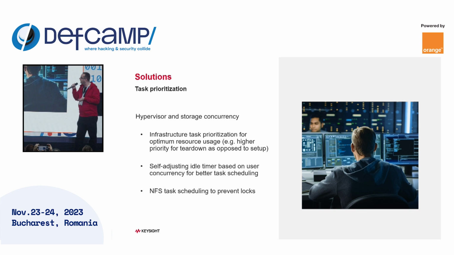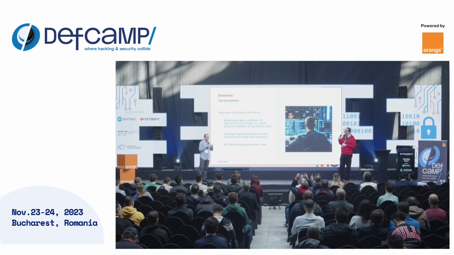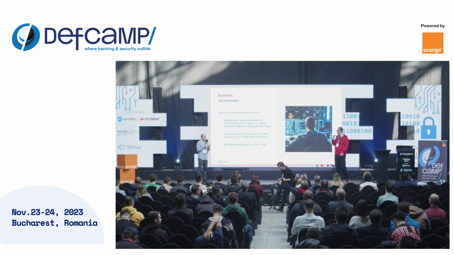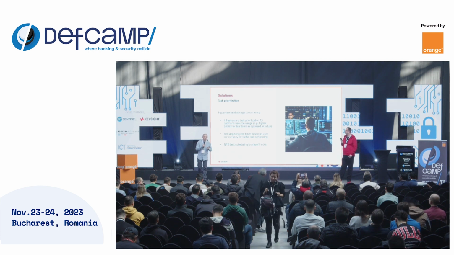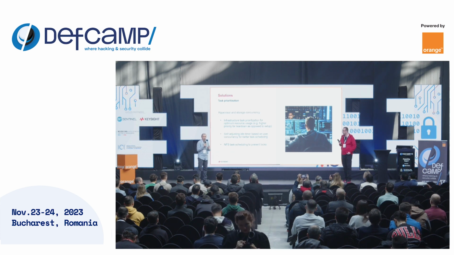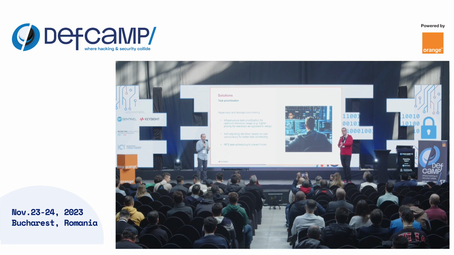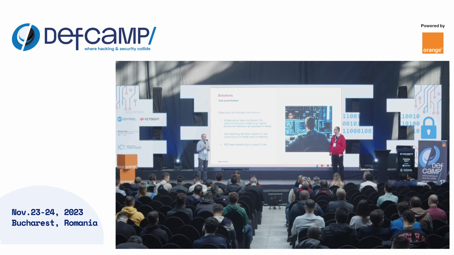So the next thing that we tried to solve in our cyber range was related to hypervisor and storage concurrency. Here, as we discussed earlier, we chose NFS, and NFS has some problems. If you try to clone, I know, hundreds of VMs at the same time, you'll definitely have locks. In order for this to work smoothly, we created queues based on the operations that we have.